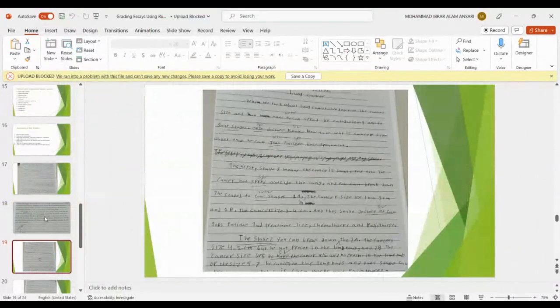Now, let's have a look at another essay here. Look at the introduction. I hope you can see it clearly. Please take a picture and zoom in, and you can read. So, what score would you give for the introduction? Please go through the introductory paragraph and let me know which score you would give to this particular essay.